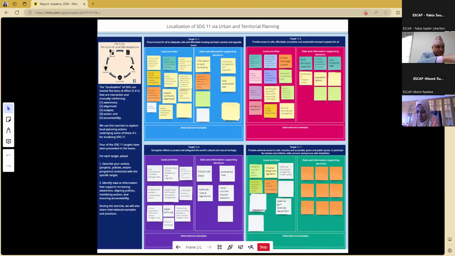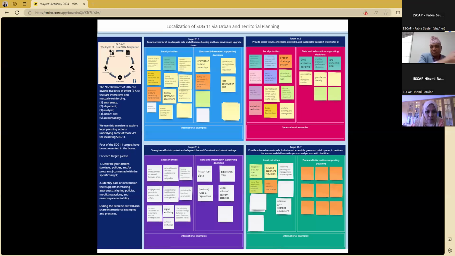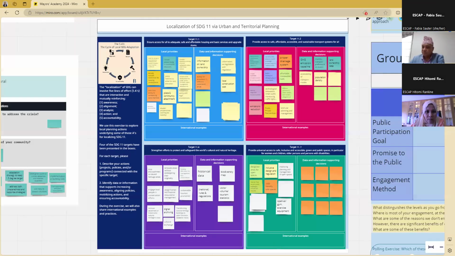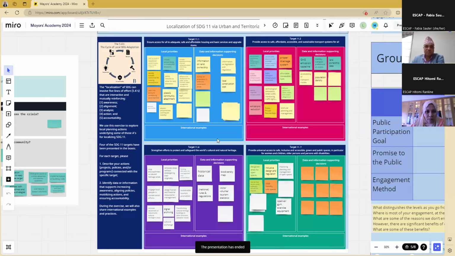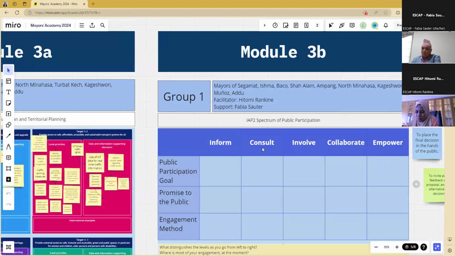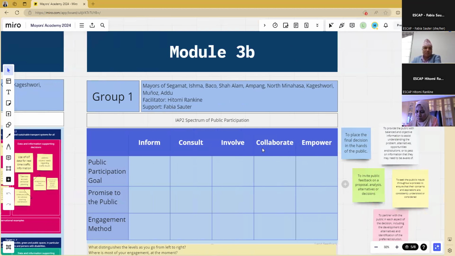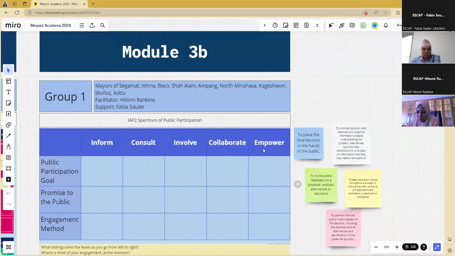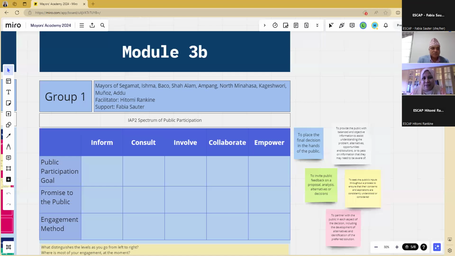Can you all see the Miro board? Yes, Fabio, we can see it. All right, great. Okay. So do we have everyone in the group? I think we do, yes. Yeah, we can hear you.